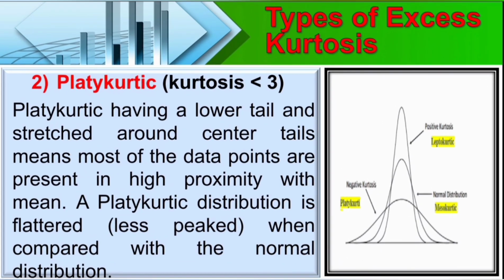Types of excess kurtosis. Number 2: Platykurtic, where the kurtosis is less than 3. Platykurtic has lower tails and is stretched around the center, which means most of the data points are in high proximity to the mean. A platykurtic distribution is flatter and less peaked when compared with the normal distribution.